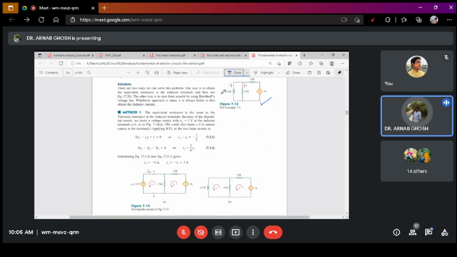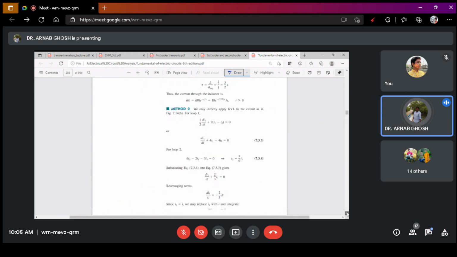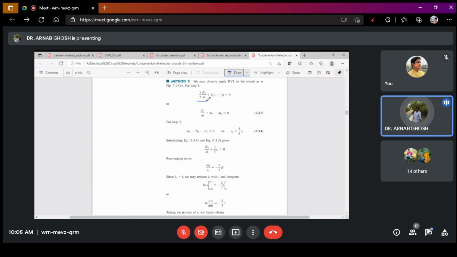So you see, what is 0.5 Henry? This is the inductance. What is the voltage developed across this inductance? This will be L into di/dt, so it is 0.5 di/dt. And what is the voltage across this?